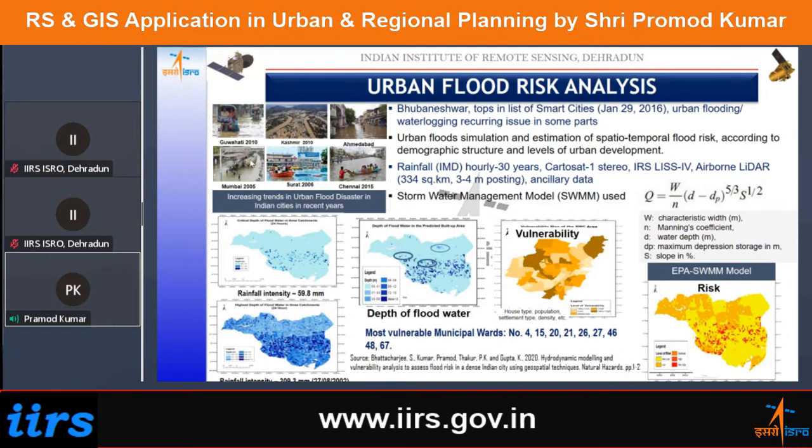Otherwise, there will be several instances of floods where the roads and streets will be choked. People will be forced to travel by boat on the street, or there will be river overflow and backwater flow from the river into the city, and then the whole urban ecosystem will get disturbed.